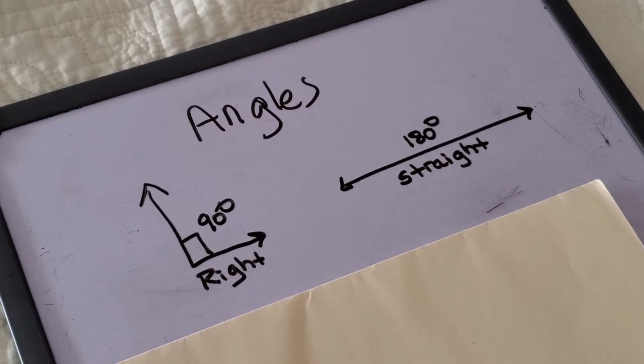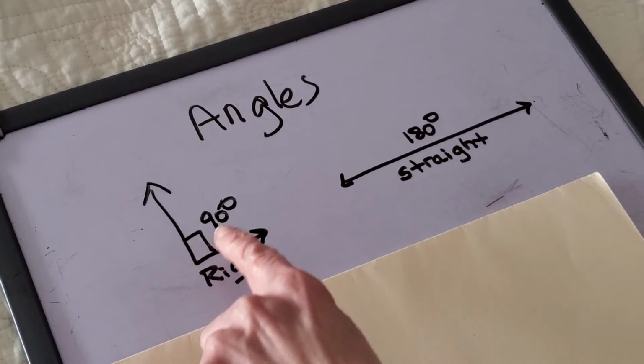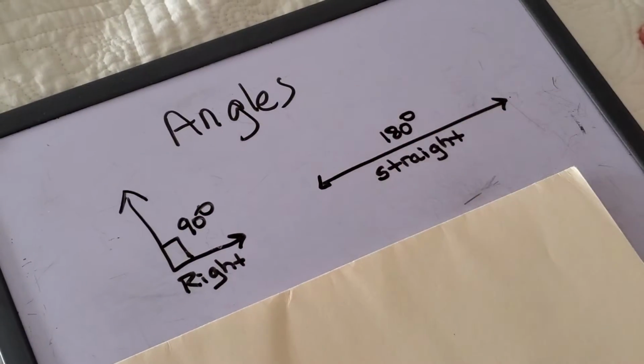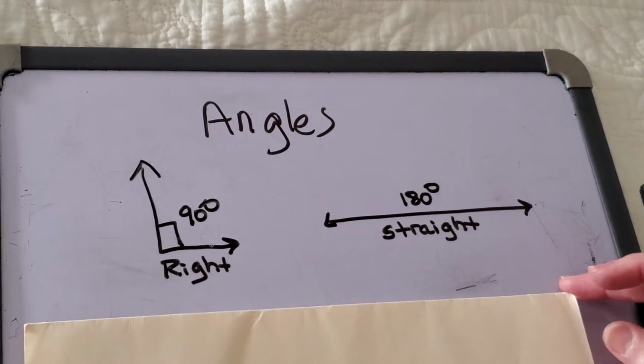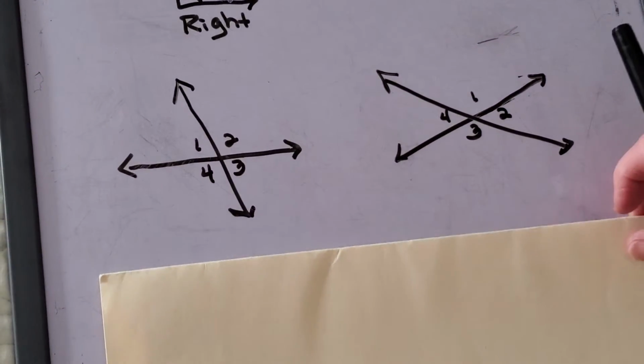Today's lesson is about angles. In the past, you've learned about right angles, which are 90-degree angles, and straight angles, which are 180-degree angles. We're going to learn about two other types of angles, adjacent and vertical angles.